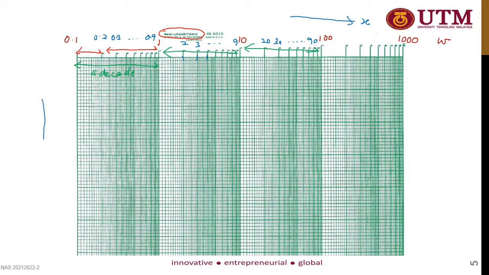And for the y-axis you may notice equivalent size, so you can basically put any values in. For example, here is 0, here is 10, 20, and so on, and the unit is in dB.